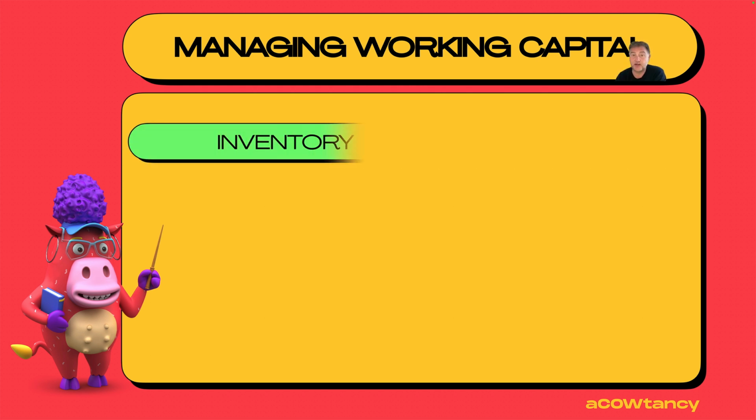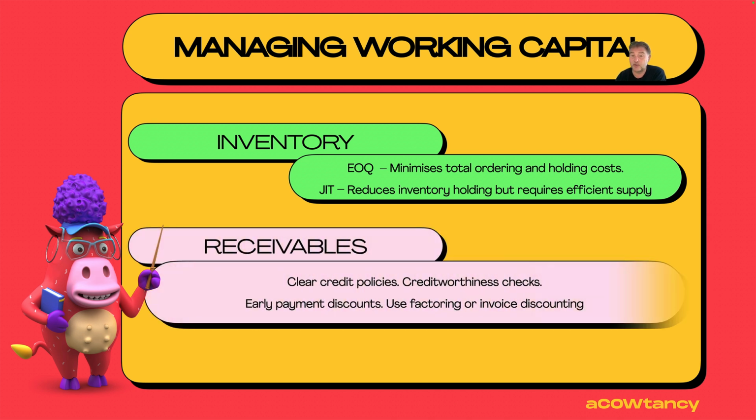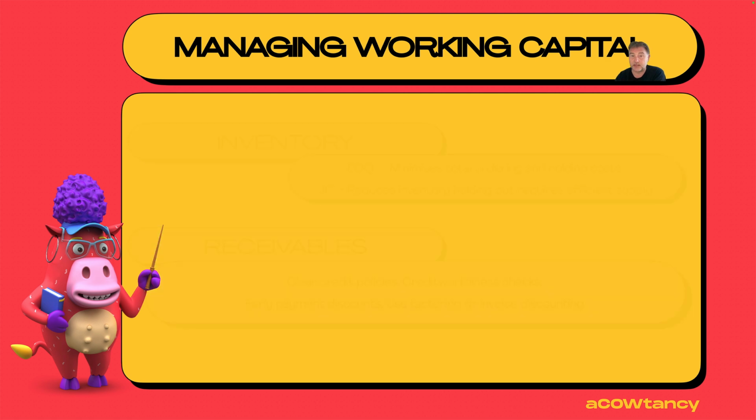Managing the working capital, then, you might get questions on this. How can you manage inventory? Well, economic order quantity, that minimises your holding costs and your ordering costs when you get inventory. Just in time, there's no stock holding, you get the stock just in time, but that requires efficient supply, good relationships with suppliers. How do you manage your receivables? Well, you give them clear credit policies, you make sure you only get a receivable with somebody who you can trust, creditworthiness. You offer them early payment discounts, so you get your money early, or you can sell the debt onto a factor. That's another possibility.